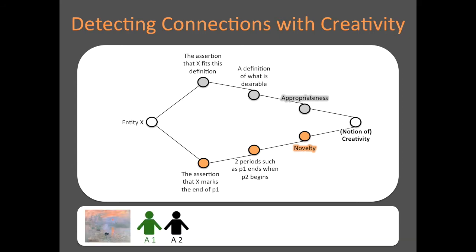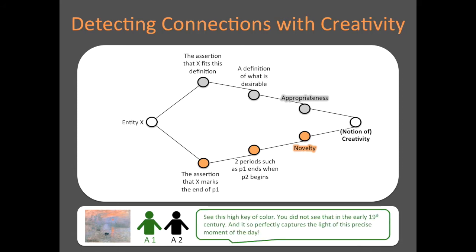Let's say that two persons, A1 and A2, are standing in front of a painting, and A1 says, "See this high key of color? You did not see that in the early 19th century, and it so perfectly captures the light of this precise moment of the day." In this case, the entity X is a painting. The two periods of time are the early 19th and the time right after it. The painting is presented as what marks the end of the early 19th. What is desirable is to capture the light of a precise moment, and the painting is presented as doing exactly this. So in this case, we have a connection with the notion of creativity.